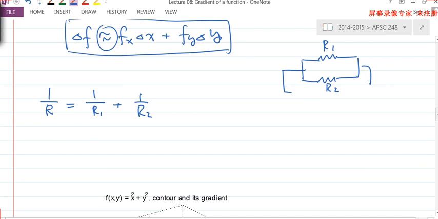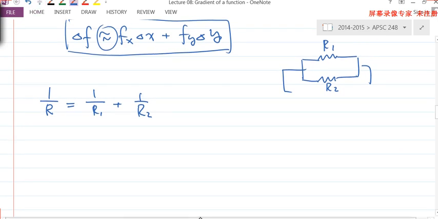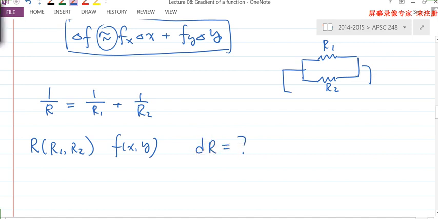Every time we use a function of x, y, right? But you have to be comfortable. Basically, R is a function of R1 and R2, like a function of x, y, right? So let's practice that formula first. What is the total differential for this R here? R is a function, right? What's the total differential for R?